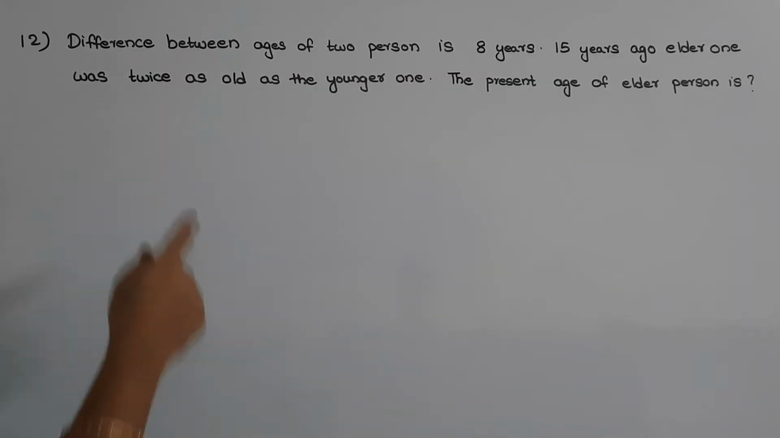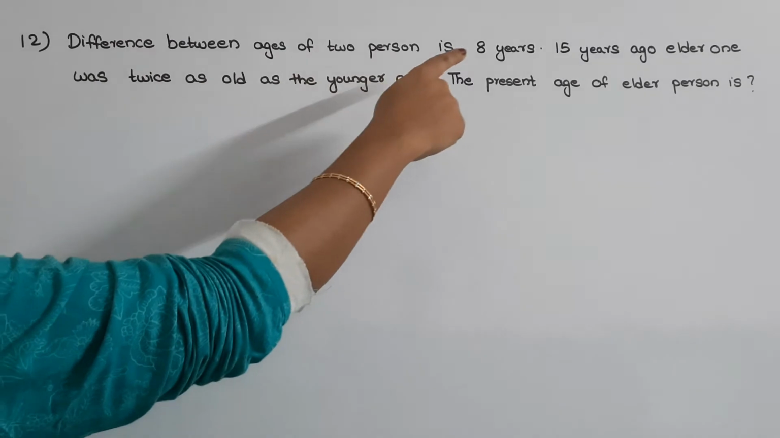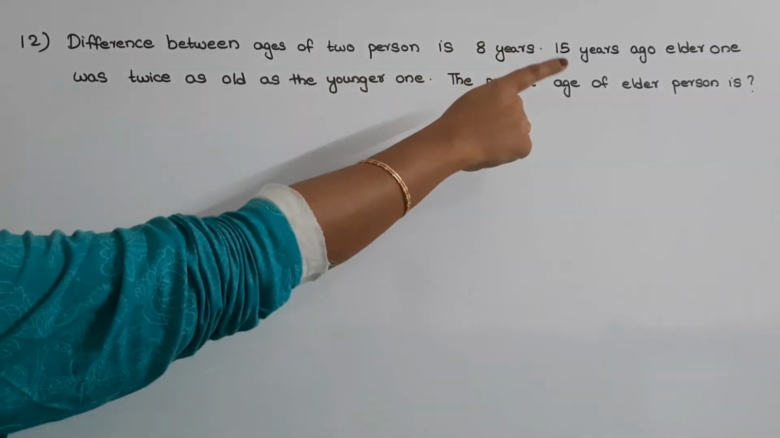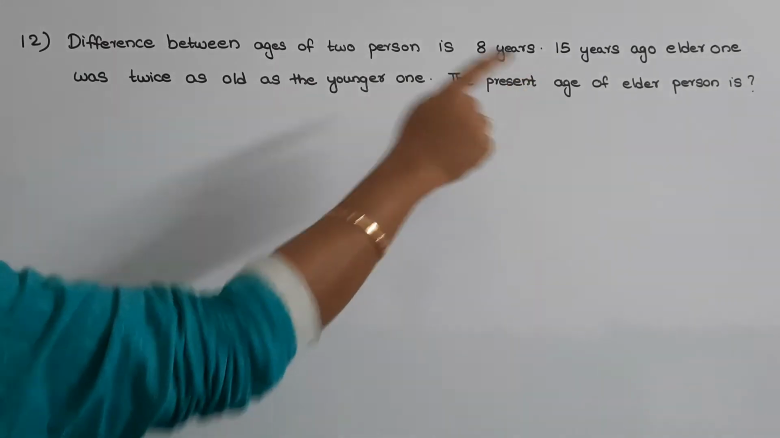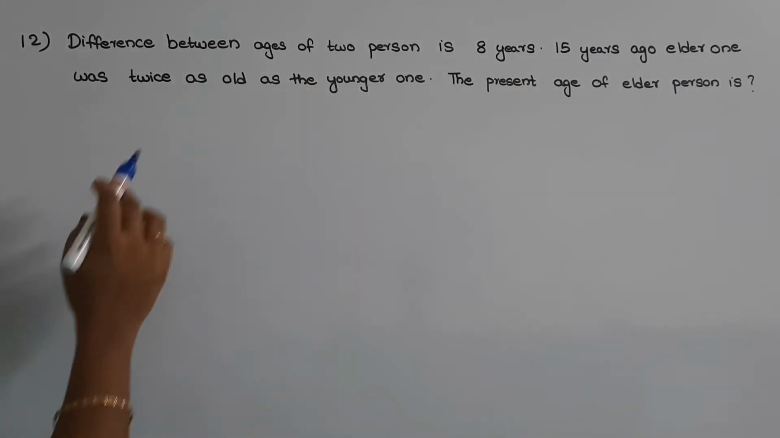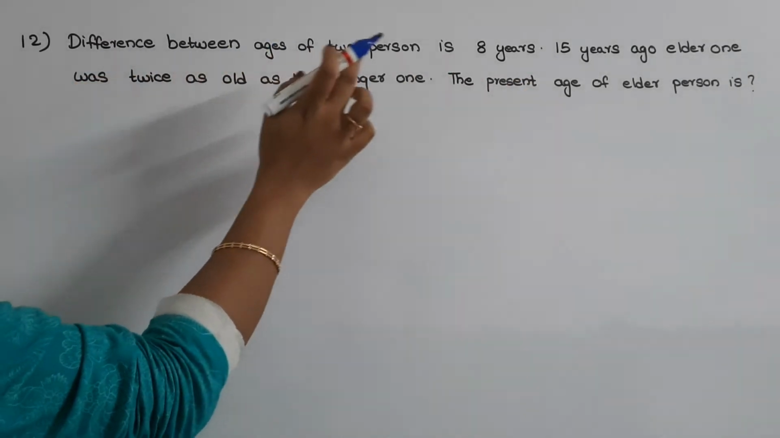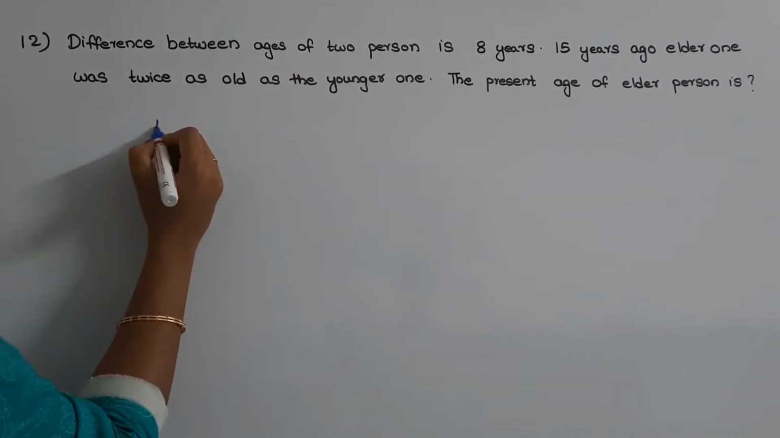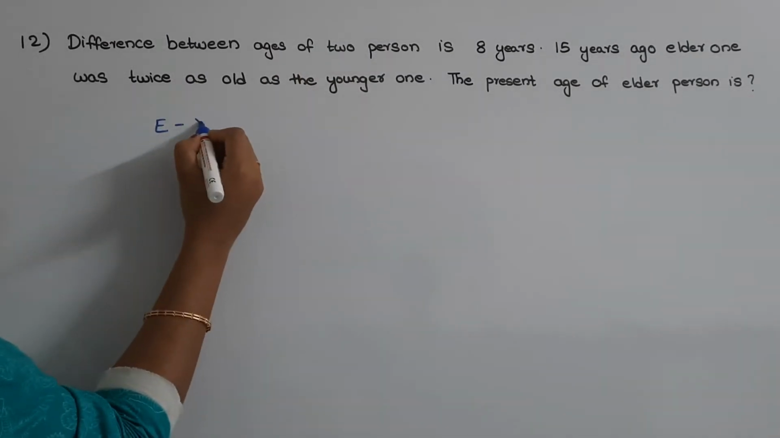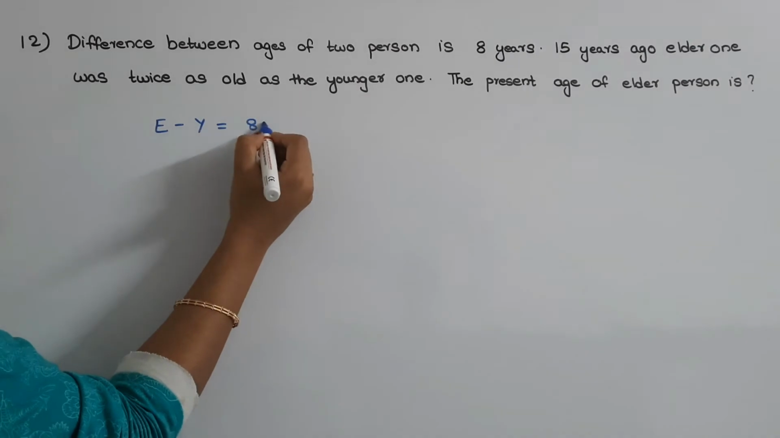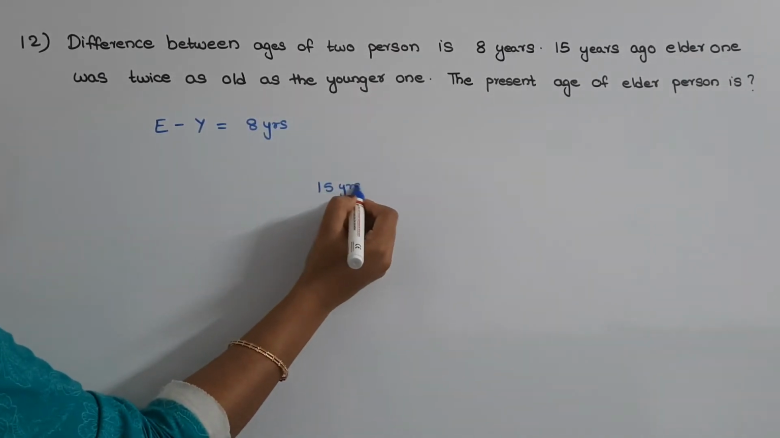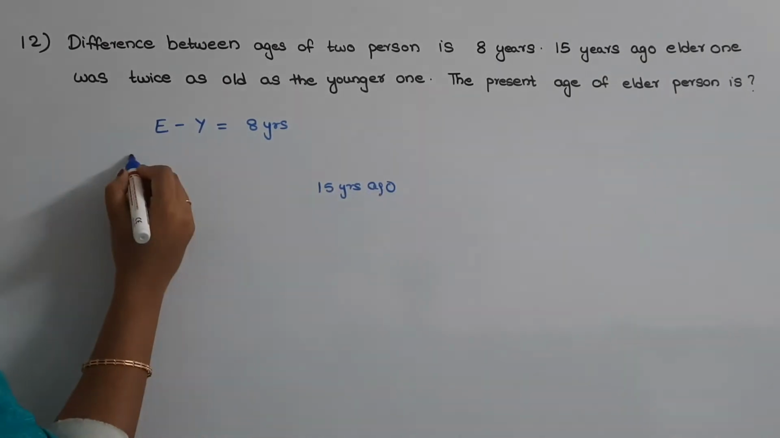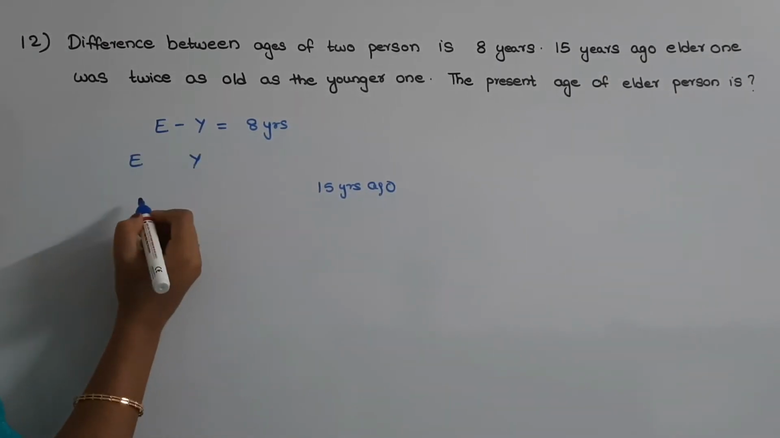The next question is, difference between ages of two persons is 8 years. 15 years ago, elder one was twice as old as the younger one. The present age of elder person is. So in this question, they have given the difference between the ages of two persons. So the difference between the ages of elder one and younger one is given as 8 years. Then they have given that 15 years ago, elder one was twice as that of the younger one.